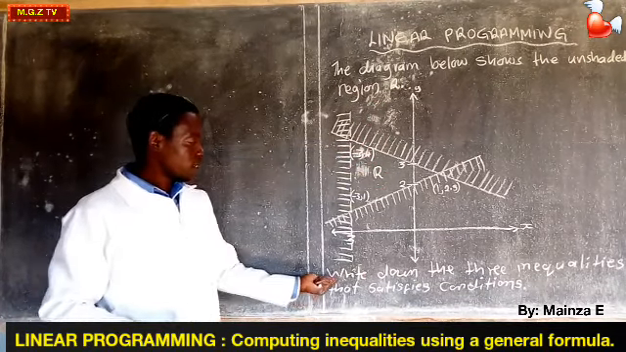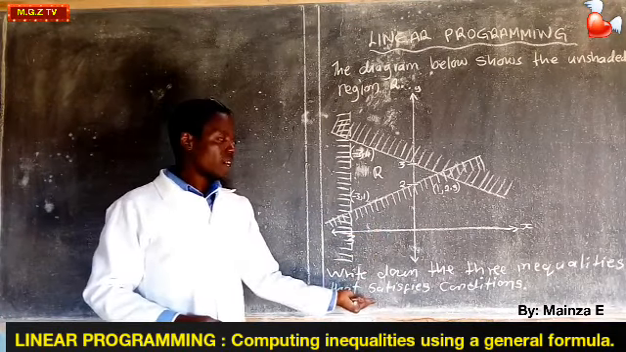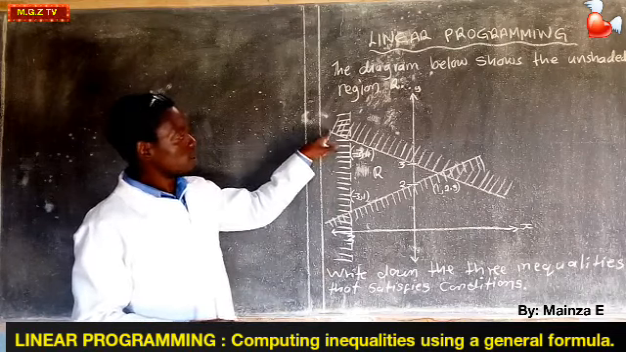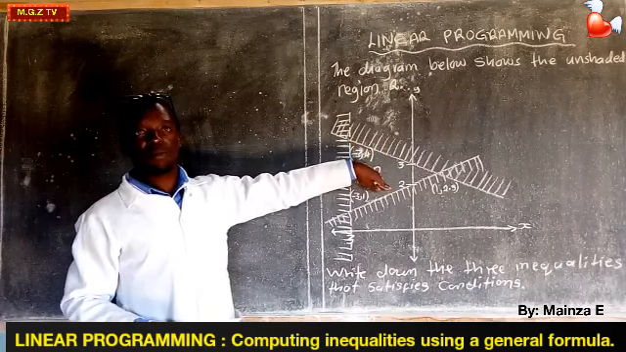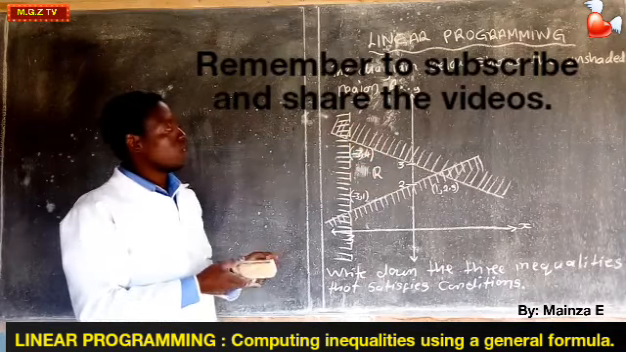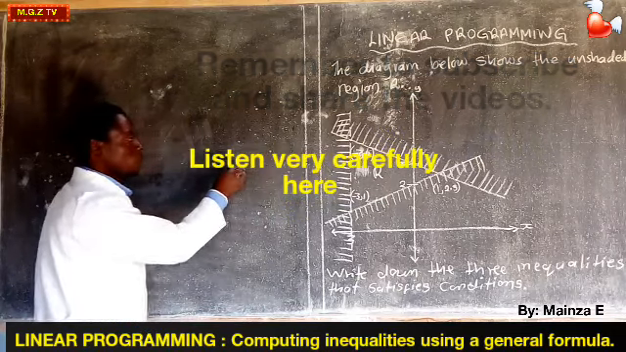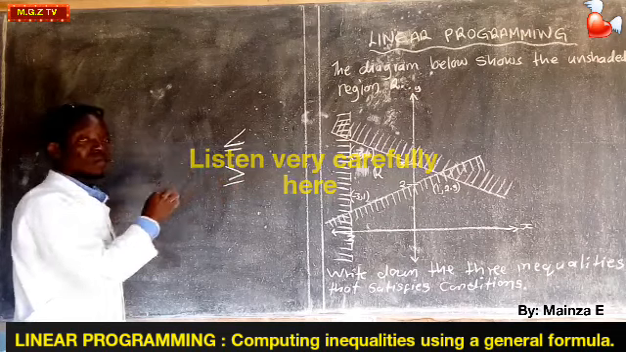The question says, write down the 3 inequalities that satisfy the conditions. The conditions are the same graph and the part which is not shaded. Okay? So now I'll just give you a simple way. When you write the inequalities, we know that we use these symbols.